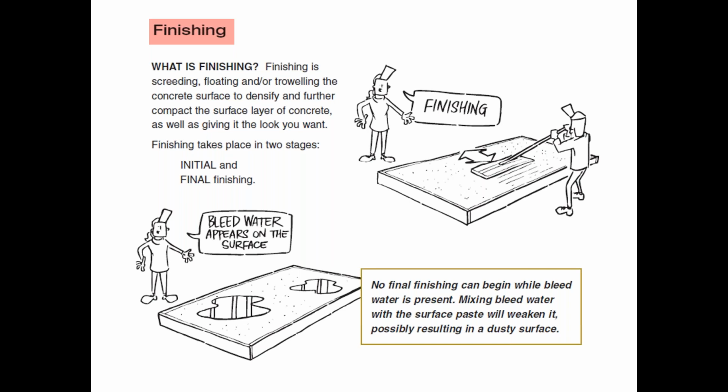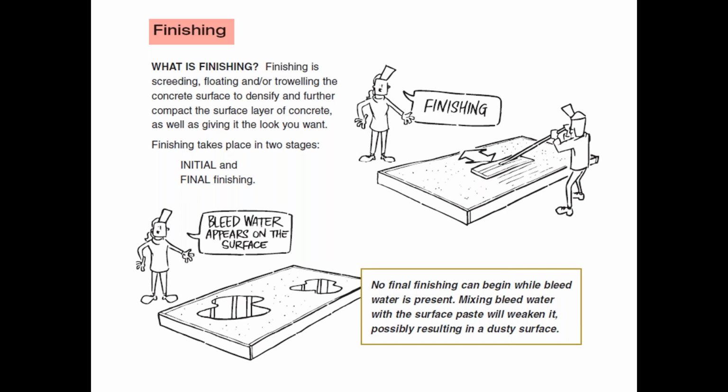Then they have to wait, and what they're waiting for is bleed water, which is any excess water pushed out of the concrete. This is water we don't want. We need to wait for that excess water to come out before we do any more finishing, because if we start troweling on top of that, we push that water back into the concrete, and it actually weakens the surface.